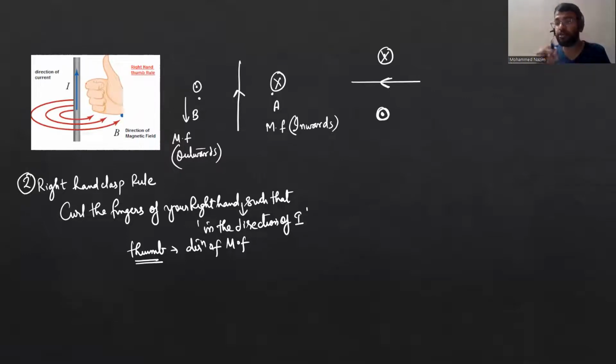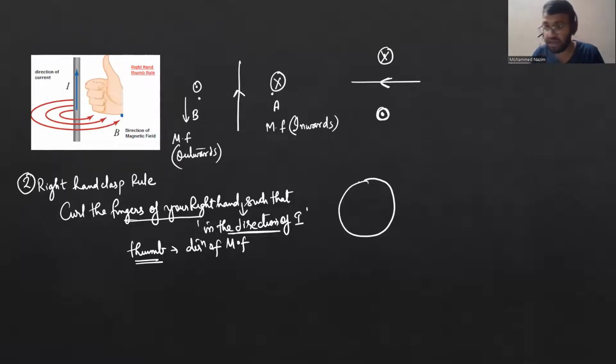It was the vice versa in case of right hand thumb rule. That was, imagine you're holding a current carrying wire. Thumb is in the direction of current, fingers encircled is magnetic field. But here, fingers encircled should be in the direction of the current. Thumb is in the direction of magnetic field. I can give you an example.